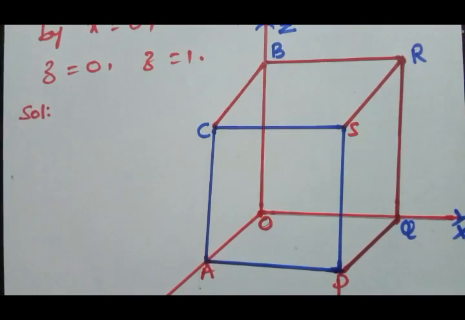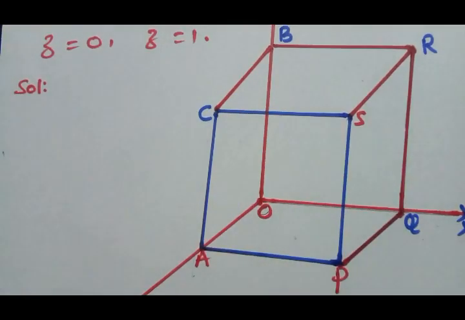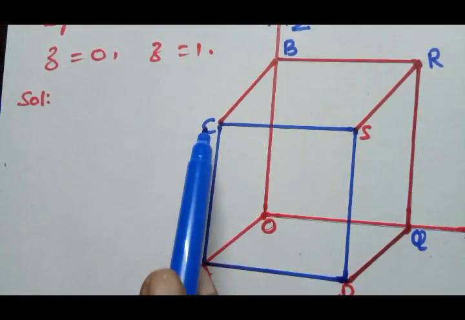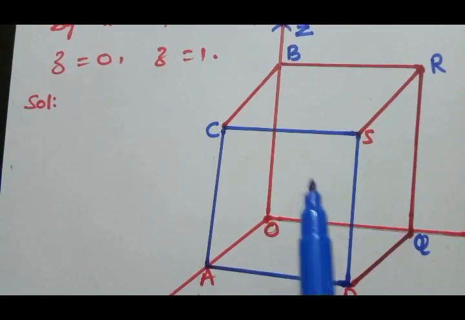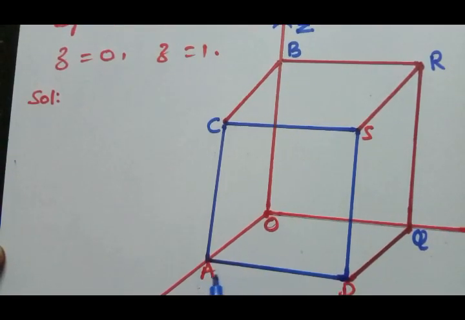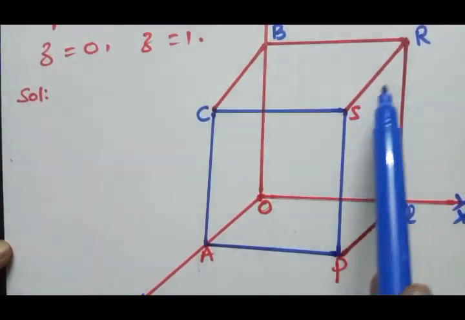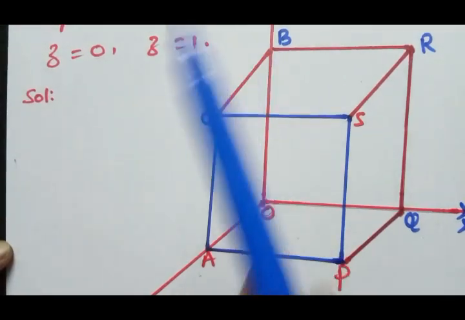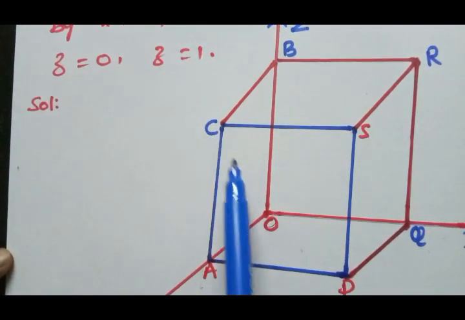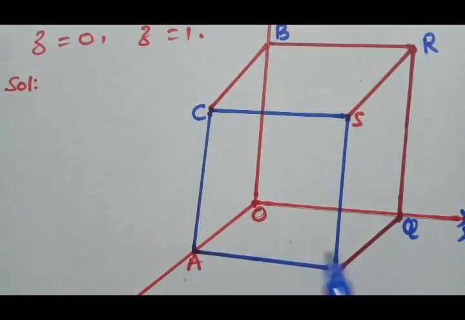So here the cube consists of 6 faces. One is PQRS and the opposite face is OBCA. The bottom face is OAPQ and the top is CSRB. The front part is APSC and the backside portion is OQRB.